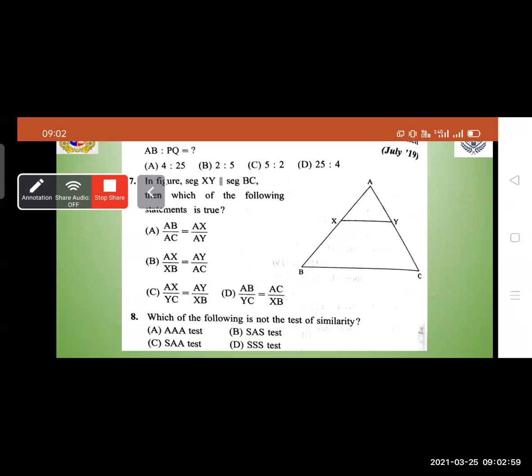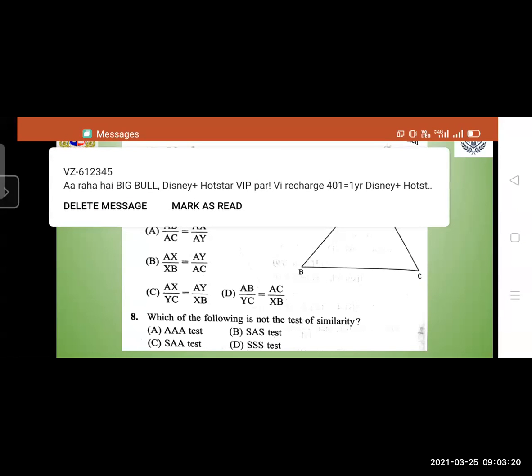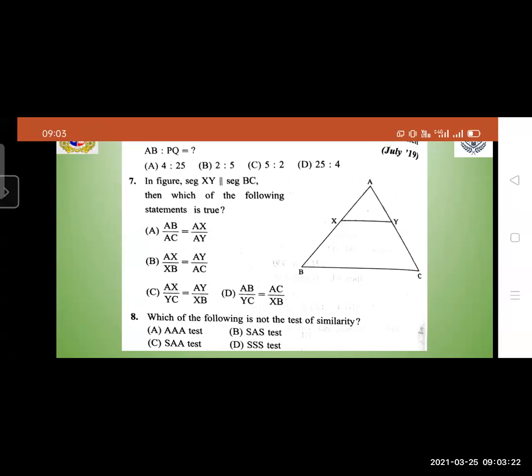Next question. In the figure, XY is parallel to BC. Then which of the following statements is true? In this question, XY is parallel to BC. So when XY is parallel to BC, we write AB by BC is equal to AX by AY. So which option is correct?